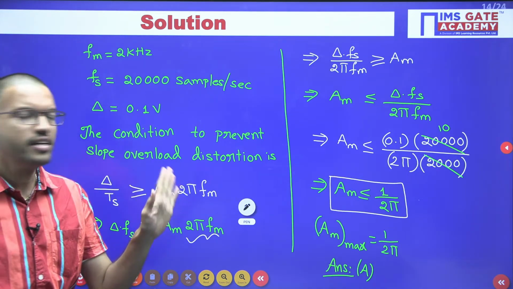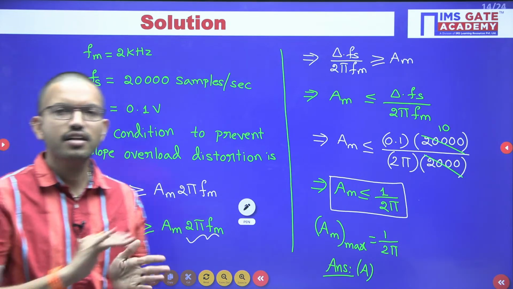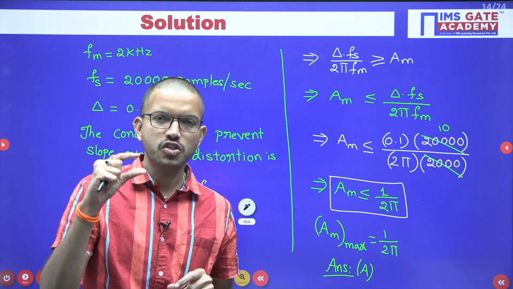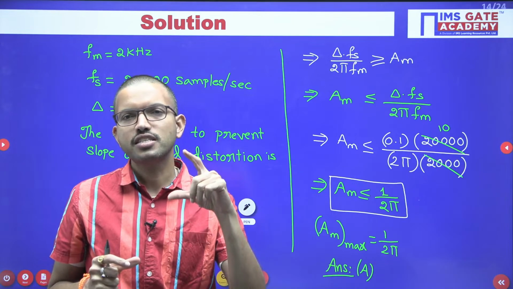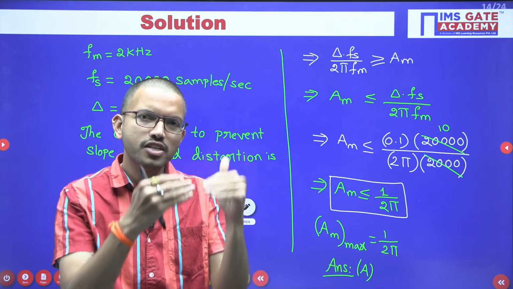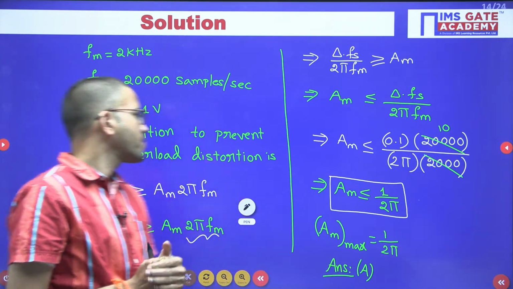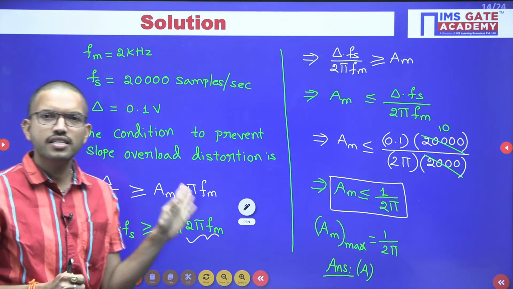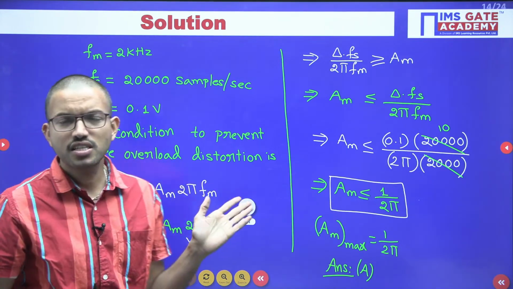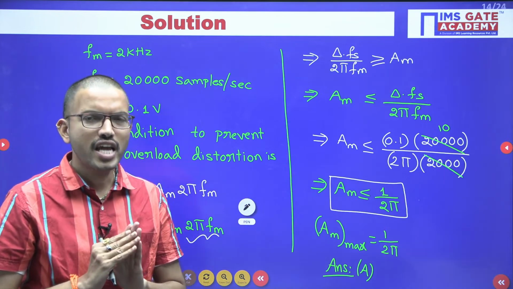Similarly, for granular noise, the opposite relation applies. In the granular noise case, you are supposed to consider a small step size, but you are considering a larger step size. In that case, you have to reduce the step size. In that way you can solve either the question regarding slope overload distortion or granular noise, and you can avoid the confusion.